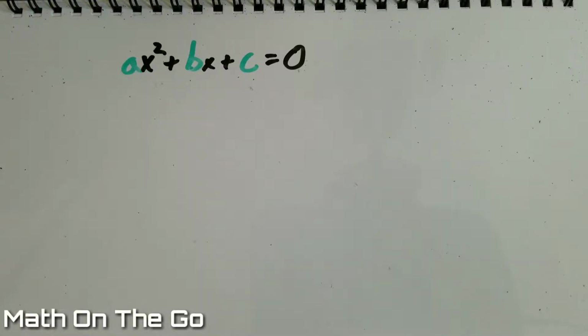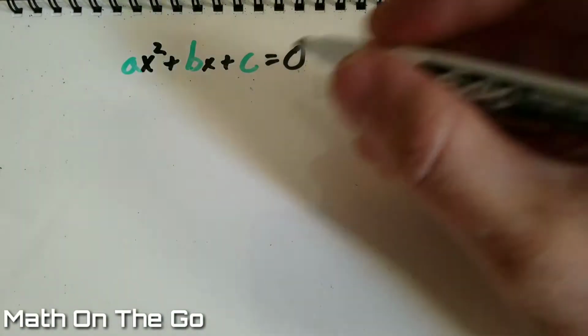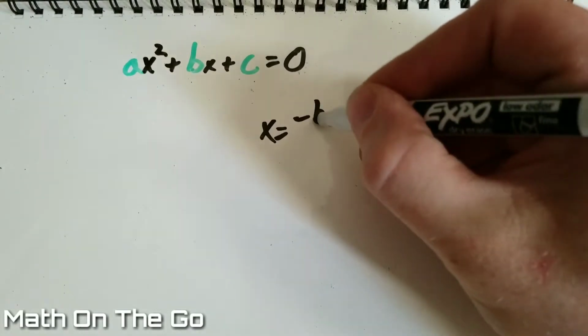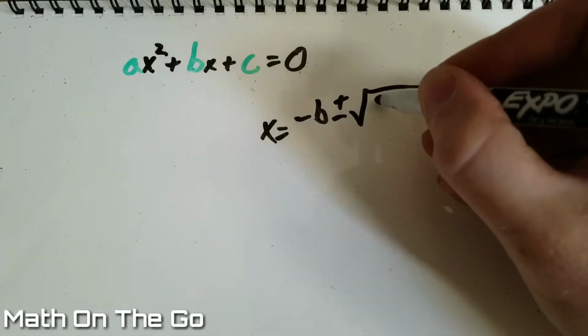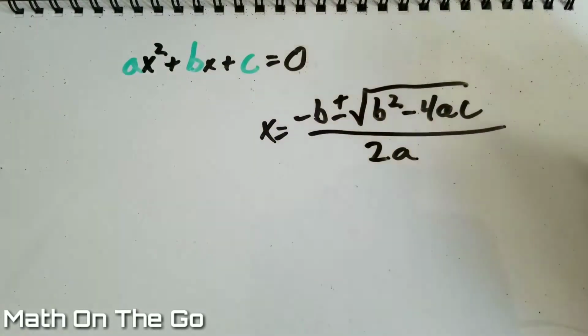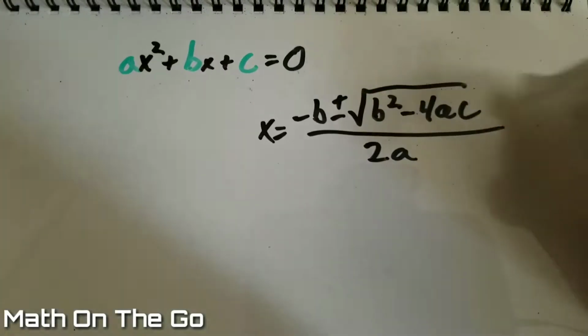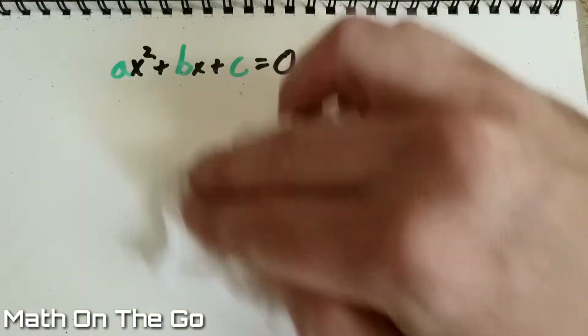In this video, we are going to take the general formula for a quadratic equation, which is ax squared plus bx plus c equals 0, and we're going to derive the quadratic formula. Now, for those that don't know, the quadratic formula looks like this: negative b plus or minus the square root of b squared minus 4ac all over 2a. So that formula is derived from this using completing the square. So let's get right to it and let's figure it out.